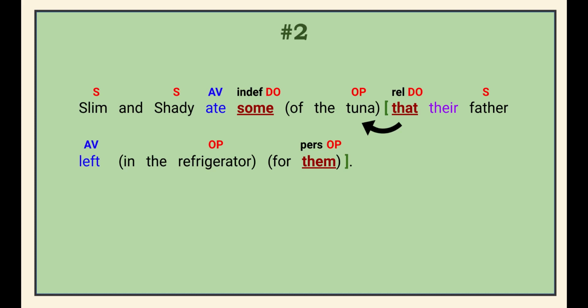The next pronoun is that. It's a relative pronoun because it begins a clause that describes a noun, tuna, its antecedent. It's acting as a direct object within its clause. Father left what? That. The final pronoun in this sentence is them. It's a personal pronoun. It's renaming the subjects Slim and Shady, its antecedents, and it's acting as the object of the preposition for.